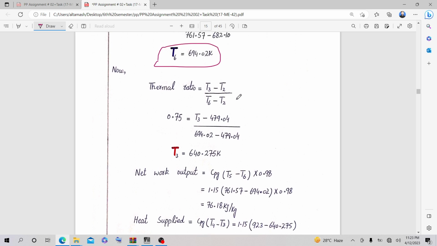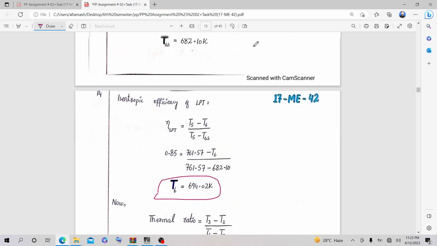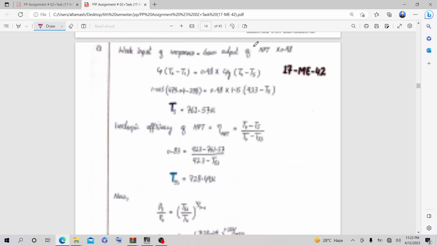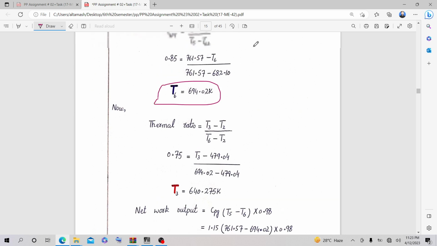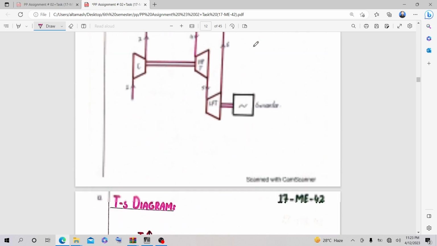Now thermal ratio. This is the basic point that we should know. Thermal ratio is T3 by T2. Why and how? So I will go to the basic diagram. It is T3 by T2 and T6 by T2. Why?